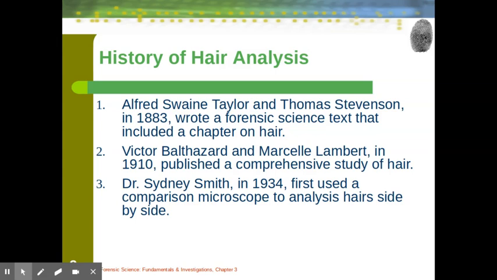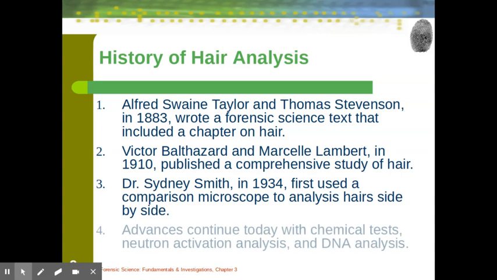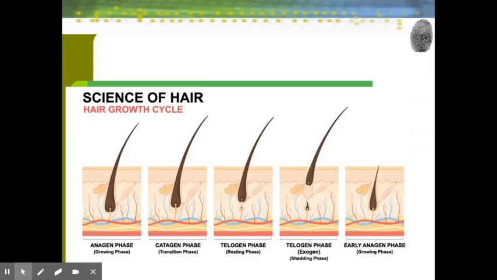And then, of course, in the 30s, we've got comparison microscopes. When we talk about comparison microscopes, it's like two images side by side where you can compare them. So that is used quite a bit in forensics. And we are still finding out more now. We have neutron activation analysis as well as DNA analysis for some instances with hair and chemical tests. So even since your book has come out, things have changed even a little bit.